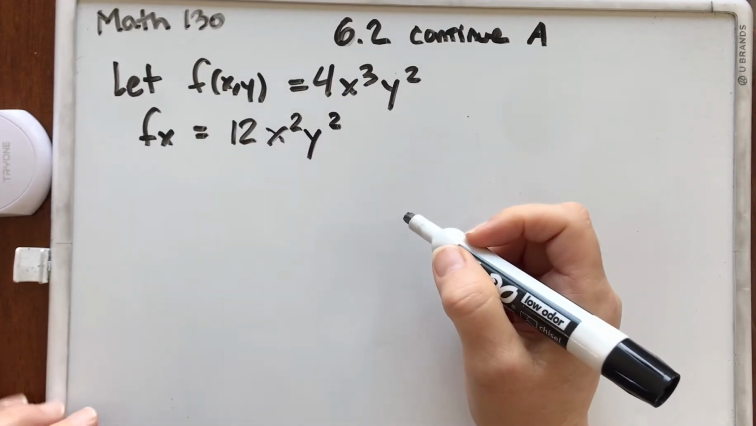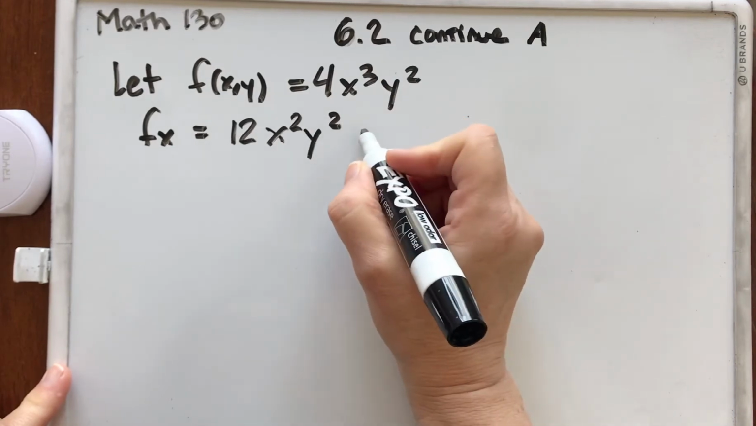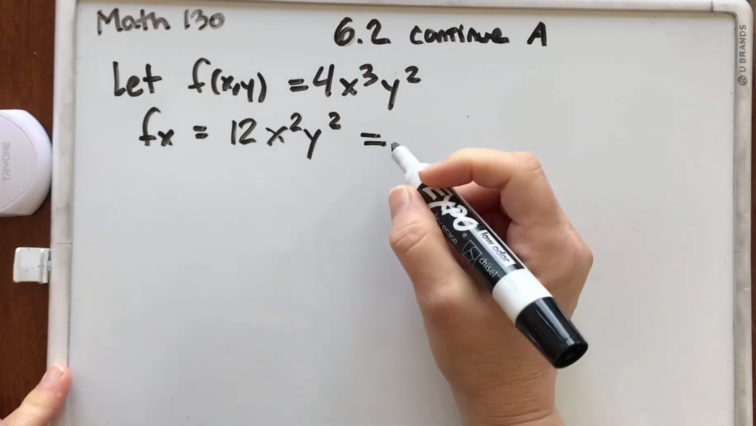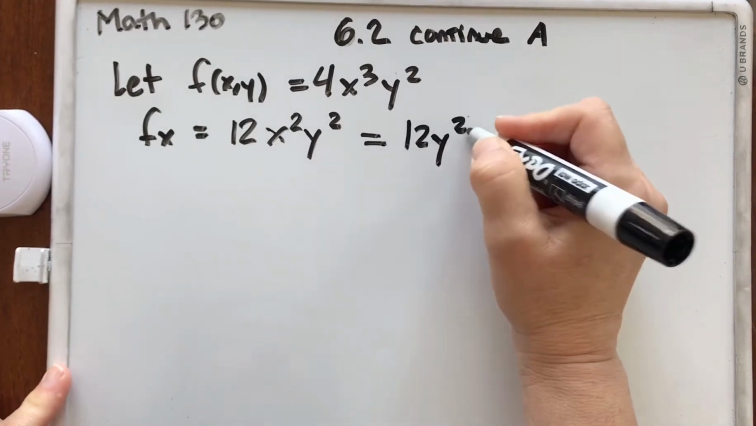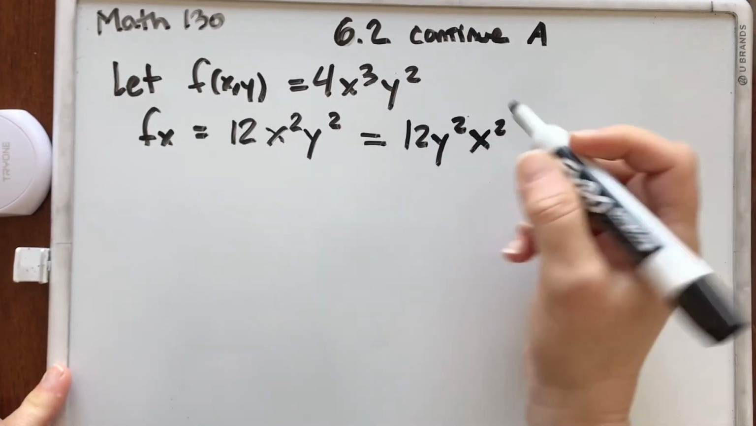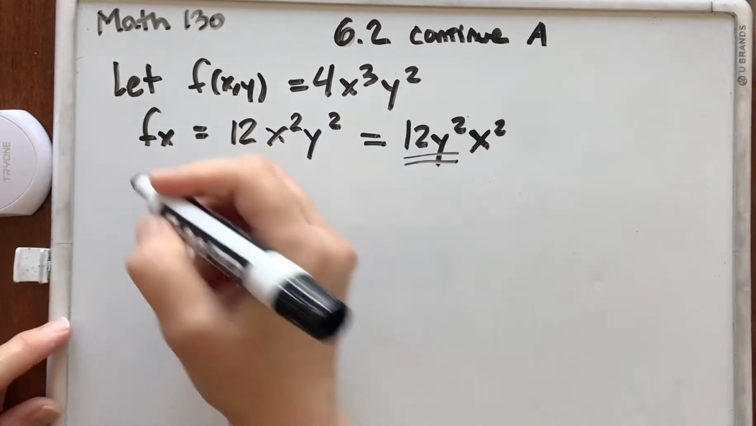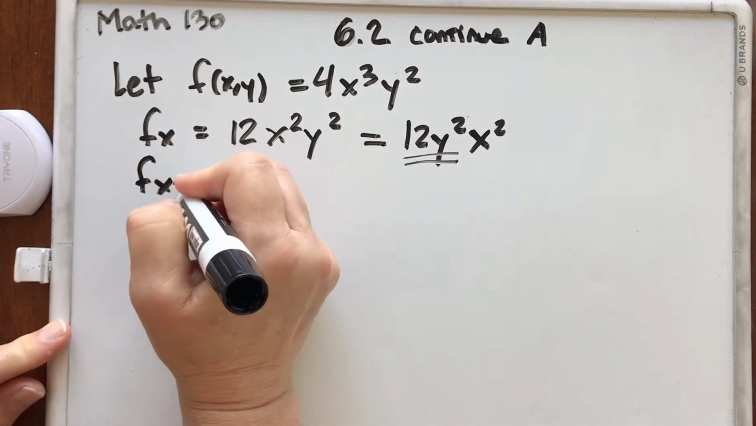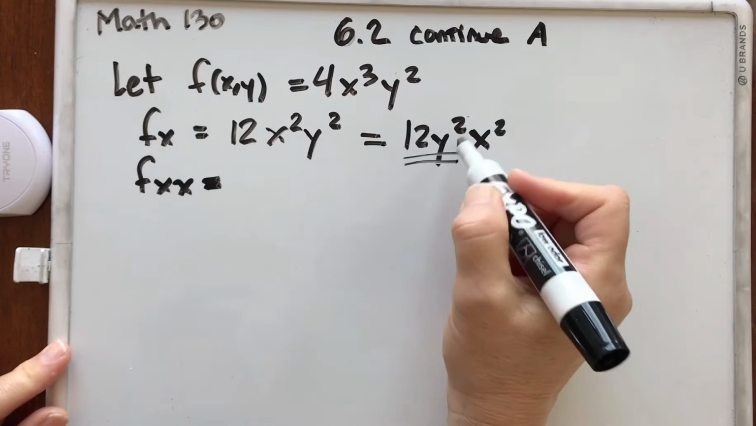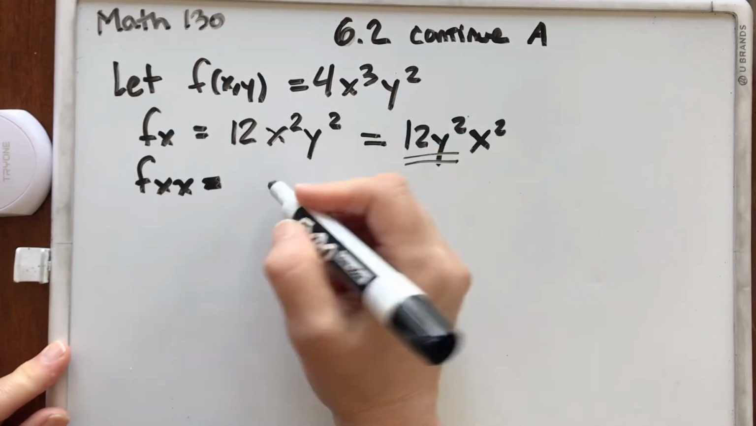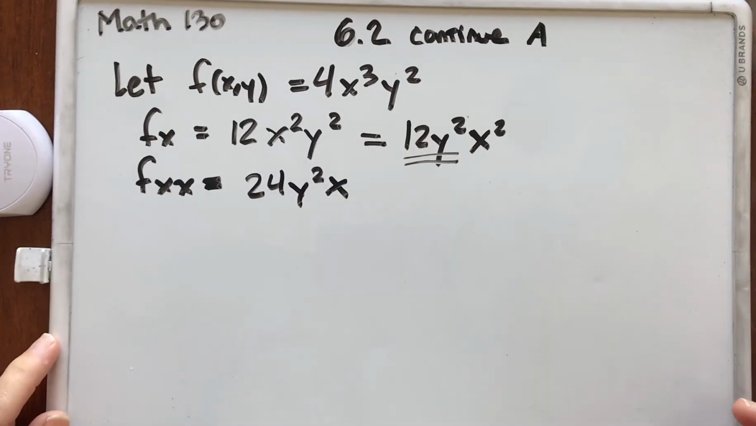Now what I like to do, since we're going to go on to the second partial derivative, is I like to put all the constants in the front. So I'm going to bring this y squared in the front. Now this right here is all constant. Now that will help when we go on to do the second partial derivative with respect to x. So this is constant, so we're going to bring down the 2, and we get 24y squared x.